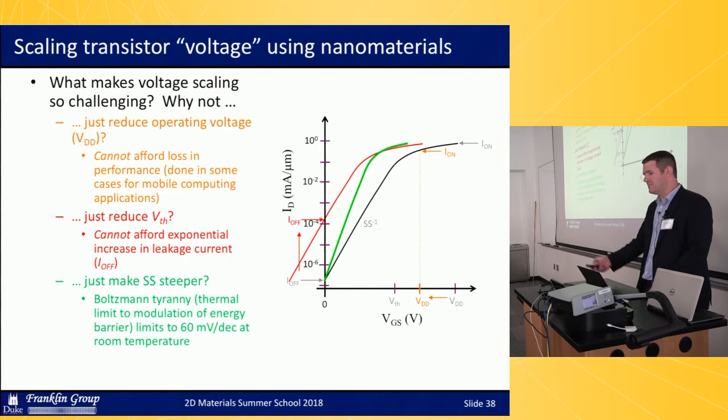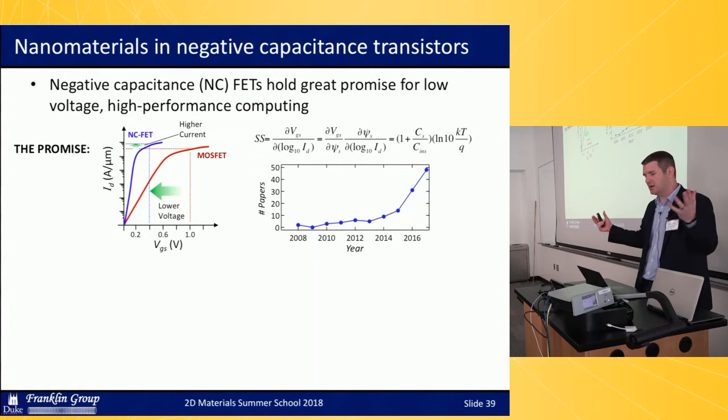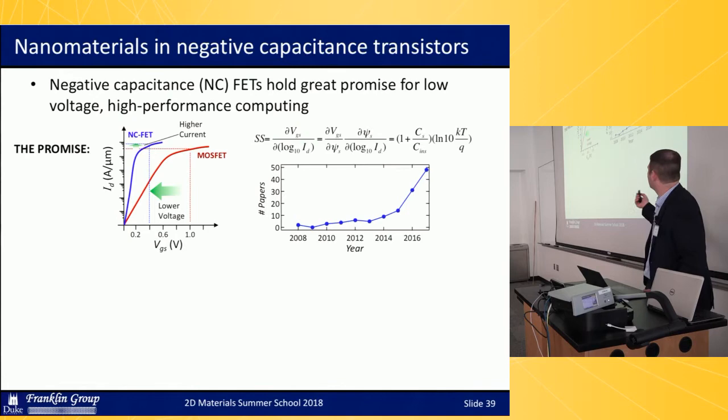So I'm going to make a few comments, and I'm going to do this quickly, even though this is a topic that could be talked about at great length, about negative capacitance transistors. This is becoming a very hot topic in the broad device community. And by broad device community, I mean industry labs are working on this, academic labs are working on this, they're covering the spectrum in terms of interest levels, all right? So it's not just a 2D material thing. And you can see that with this plot of number of papers over here.